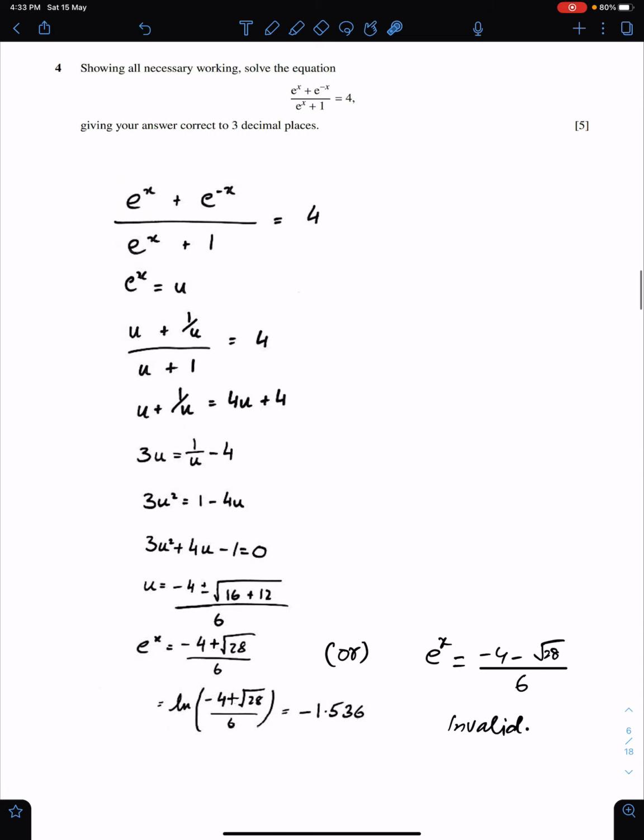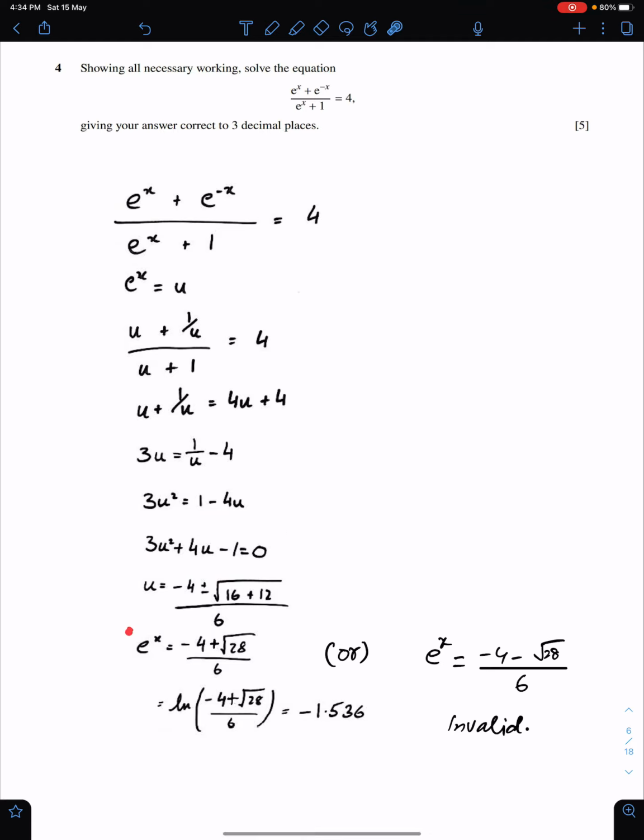Next question. This is the question of index equation. By substitution method, you can solve this question easily. So this e^x, you can suppose this as u. So this will become 1 upon u. This is also u plus 1. By cross multiplication, we have this equation. Finally, we have this quadratic equation.